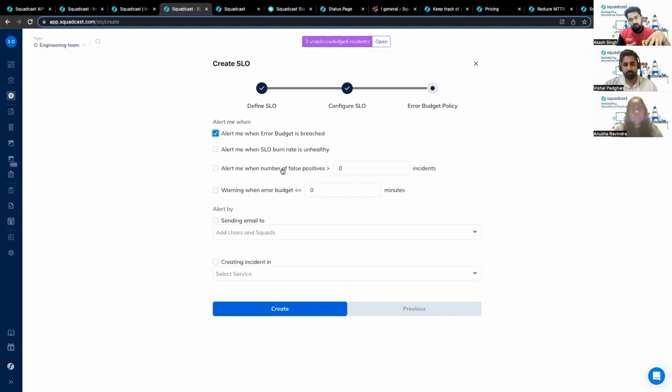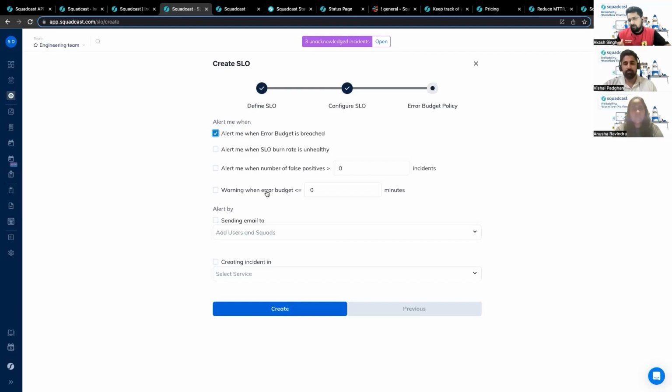Along with that, false positives are also something that you would not want to see on your dashboard. So if you're receiving too many false positives from your own infrastructure, then the tool can figure that out and again notify you that, hey, this is something that is happening. Or if you're about to completely exhaust your own error budget.